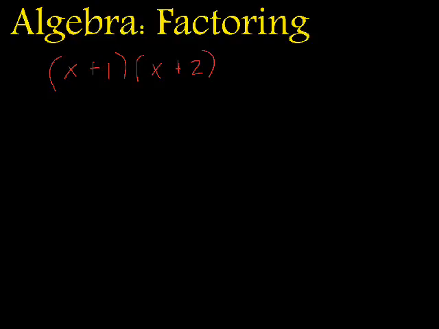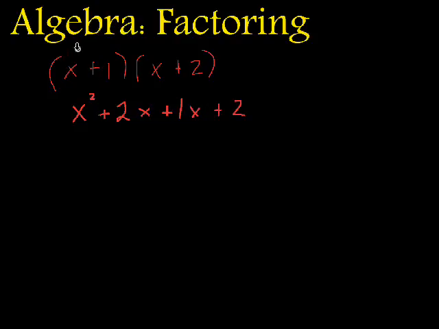I'm going to make this brush size a little bigger. So if we do this naturally by the method of FOIL, first, outer, inner, last, we have x squared plus 2x plus 1x plus 2.